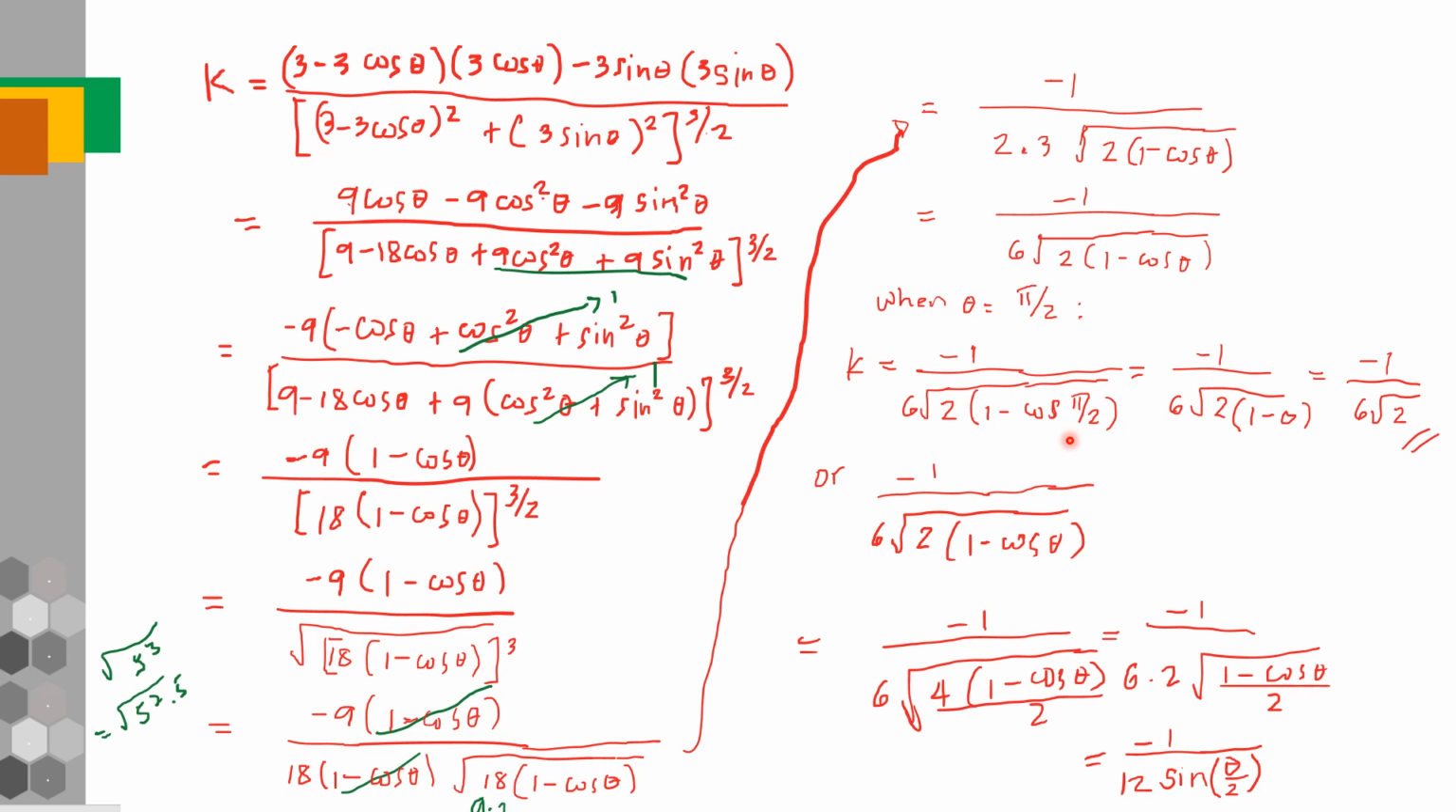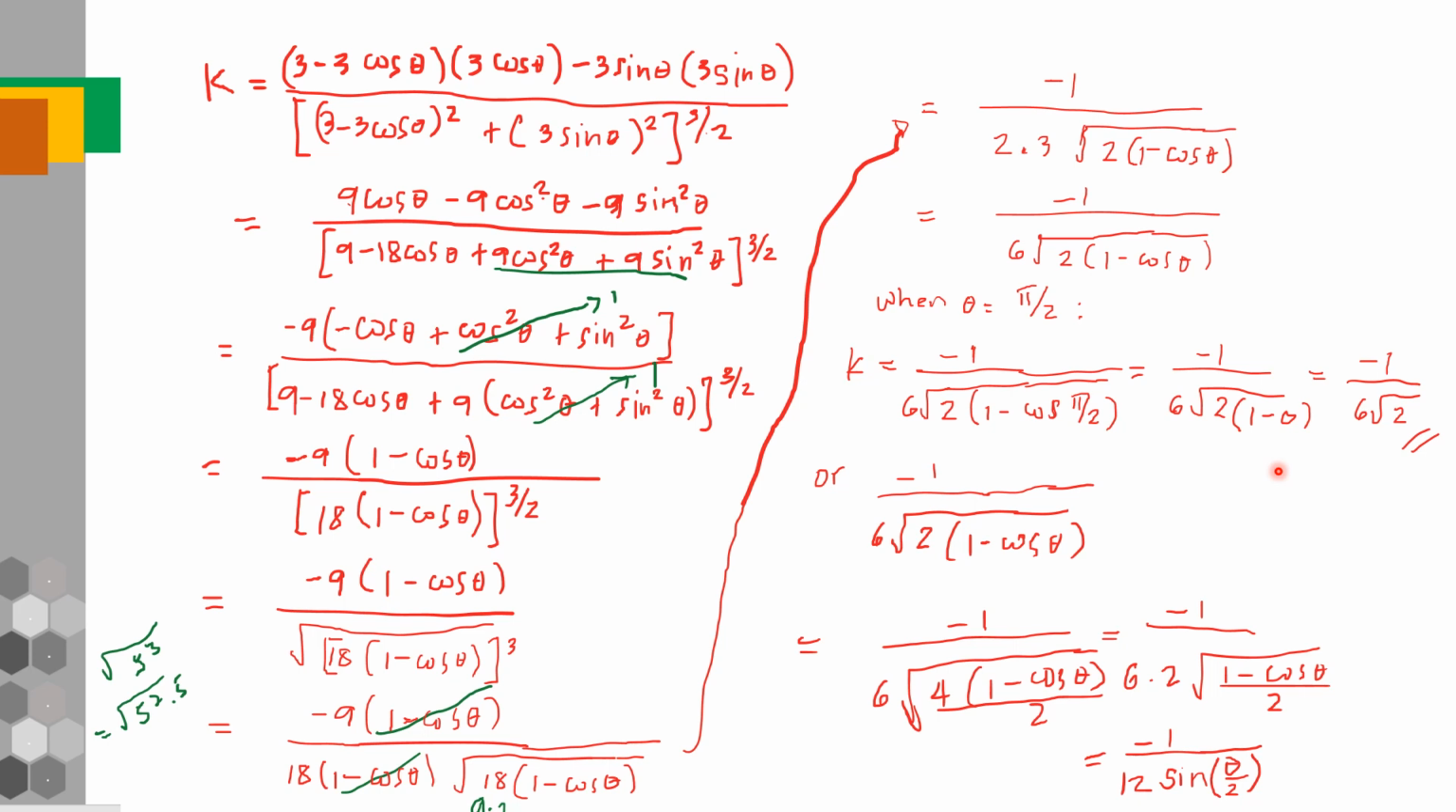So when theta is pi over 2, isa-substitute mo lang yan dito. Alam naman natin yung cosine of pi over 2 is 0. So we have negative 1 over 6 times the square root of 2 times 1 minus cosine of pi over 2, which is 0. Then we simplify this one. So we have negative 1 over 6 times square root of 2. Okay?